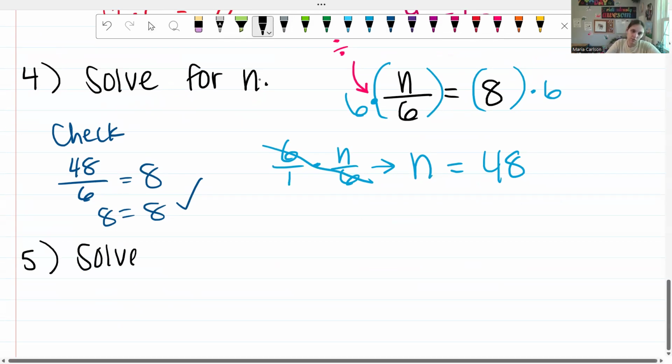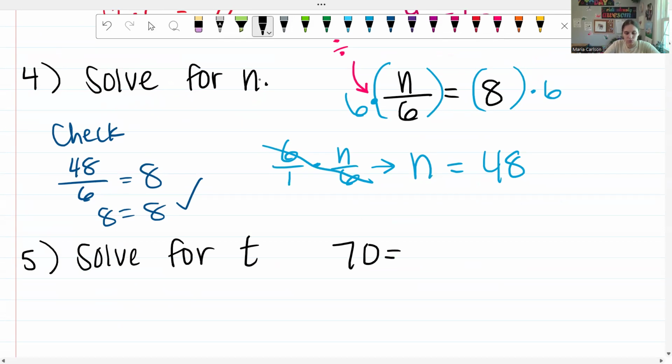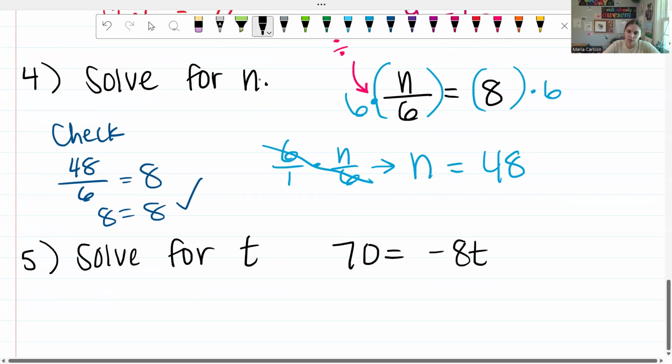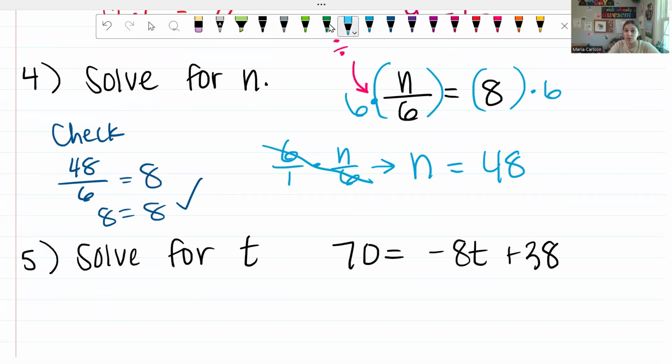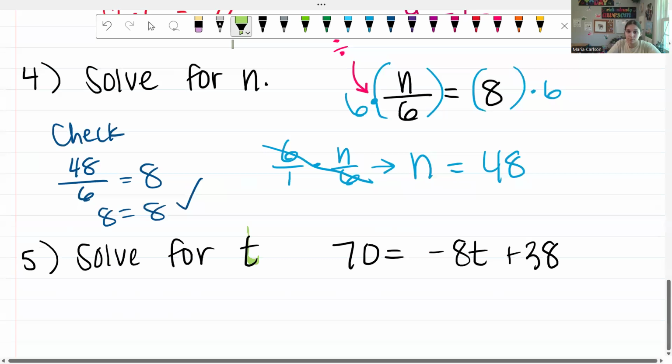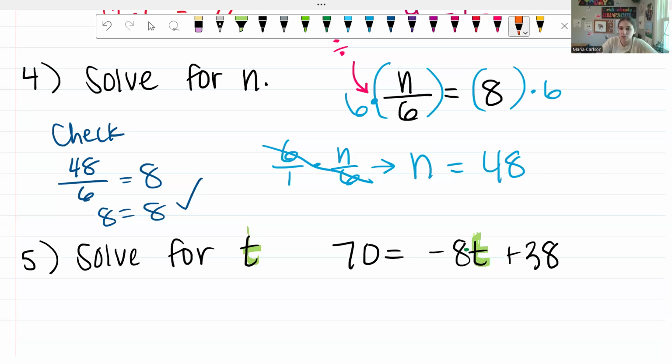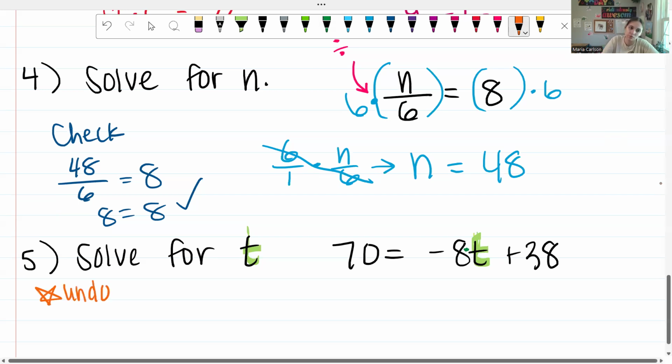So let's solve for t. 70 is equal to negative 8t plus 38. Looking at this equation, I want to know what t is. And I kind of see a lot going on with t, right? I have this 8 in front, which remember that's multiplication. So I have negative 8 times t plus 38. When you're solving, you're really just going to undo the order of operations. So we are going to undo PEMDAS.